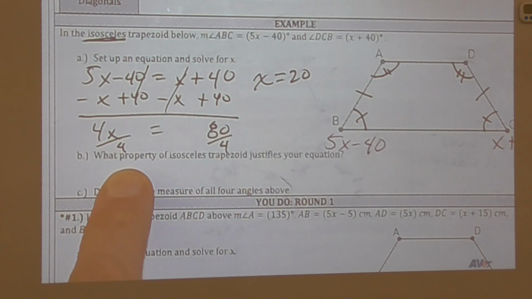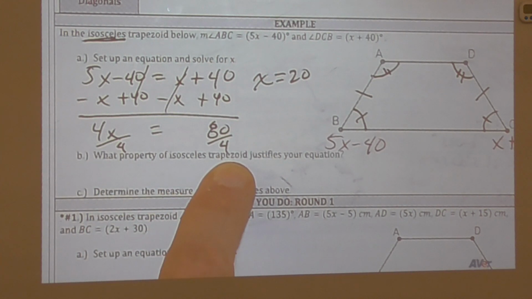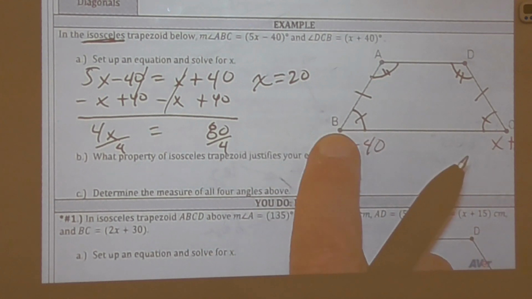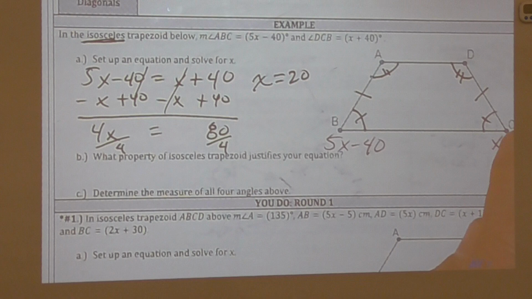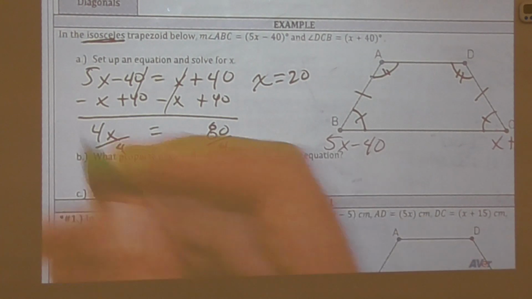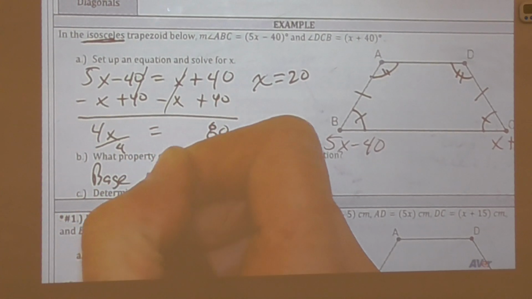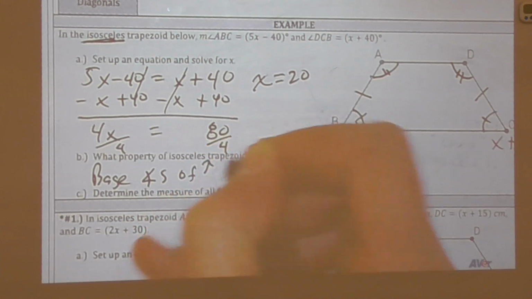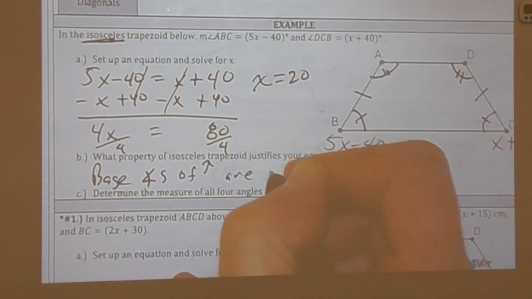Now from there, what property of isosceles trapezoid justifies my equation? So the answer here is that angle B is congruent to angle C. And those are called base angles. Base angles of isosceles trapezoid are congruent.